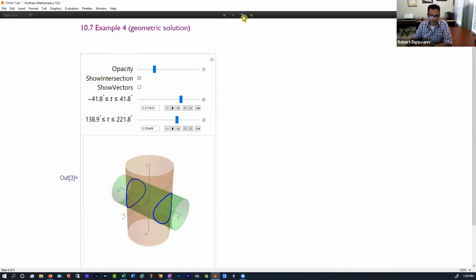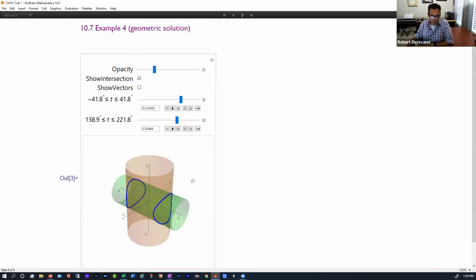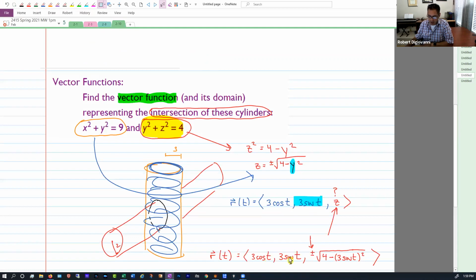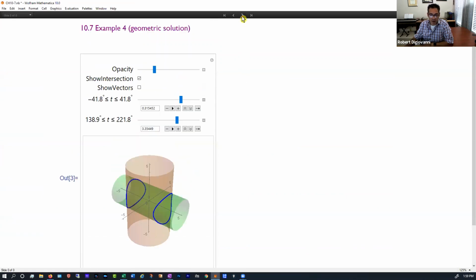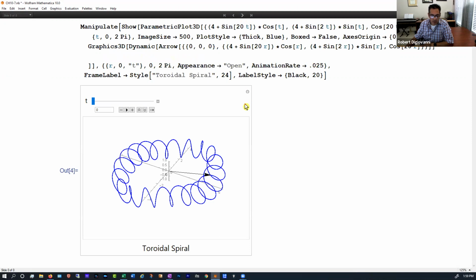All right. So, once you come up with a vector function like we just did, drawing them is really tough, but computers make things nice for us. So we can use computers to sketch vector functions. I've already done it for you. But here are two really kind of cool examples. They're just neat. There's nothing too special about them, but they're just kind of cool examples.